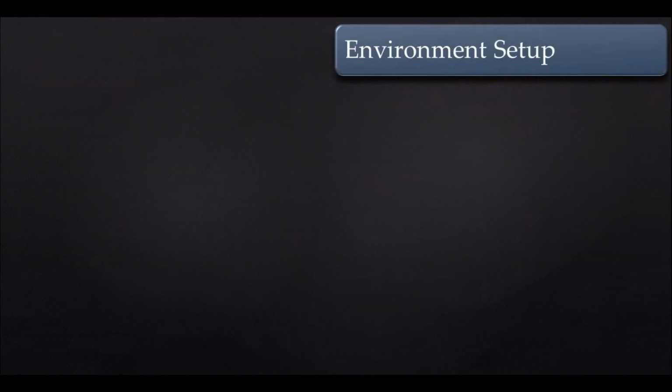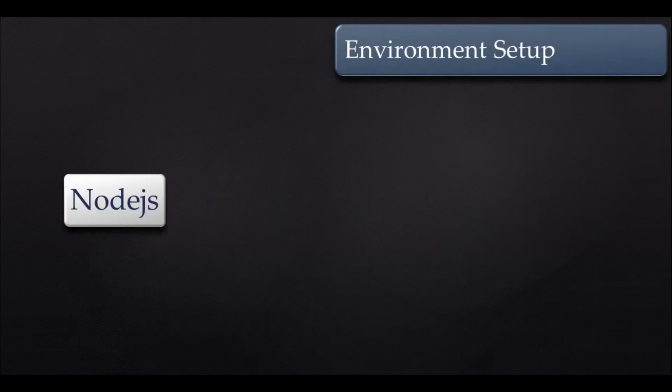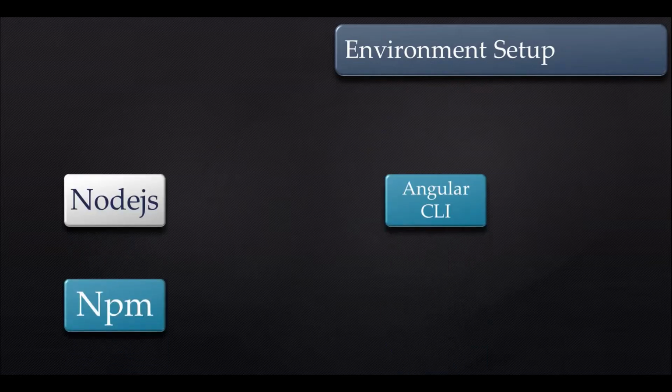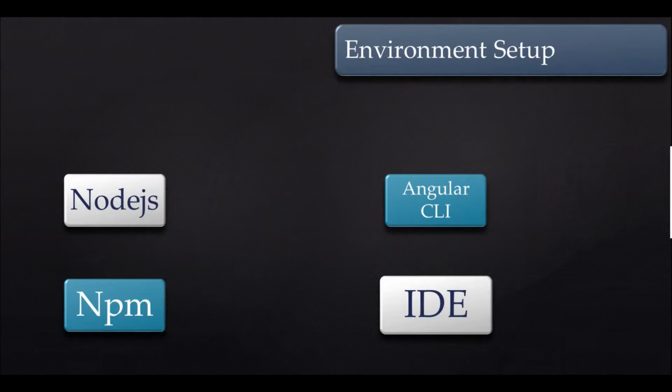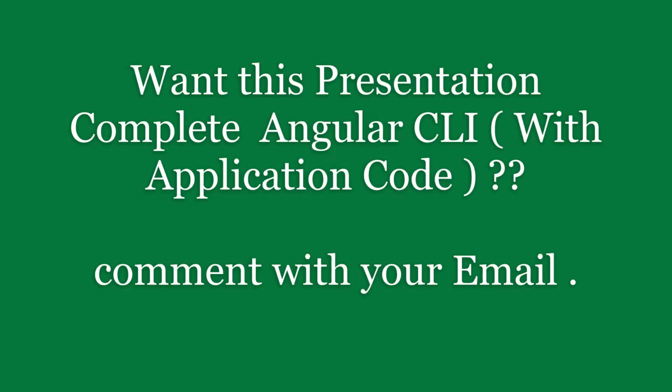So if we talk about environment setup for Angular 7, we will require Node.js on my machine, NPM, Angular CLI and one IDE to write your code. So here I am going to use Brackets to write my code.